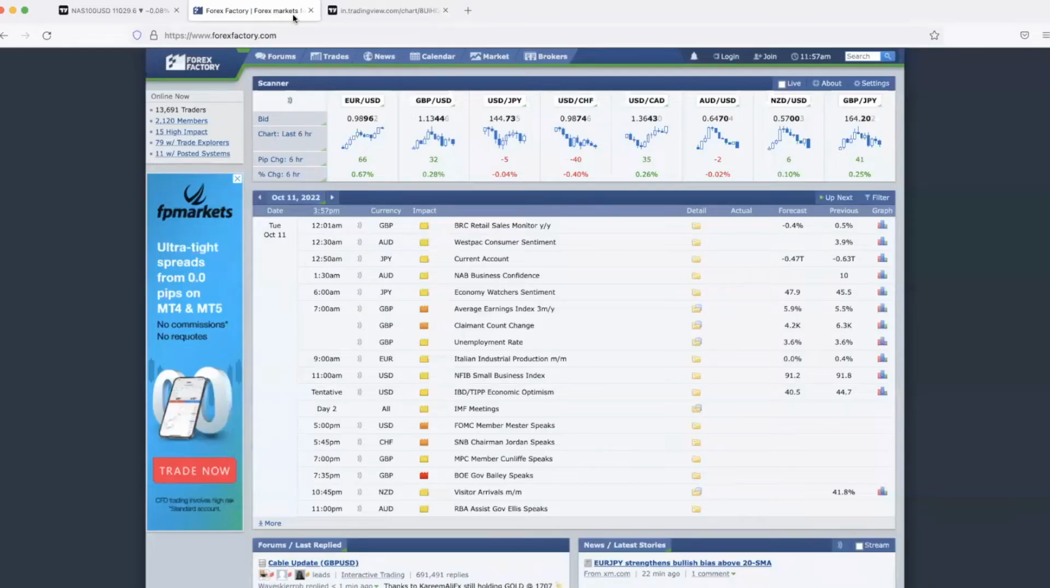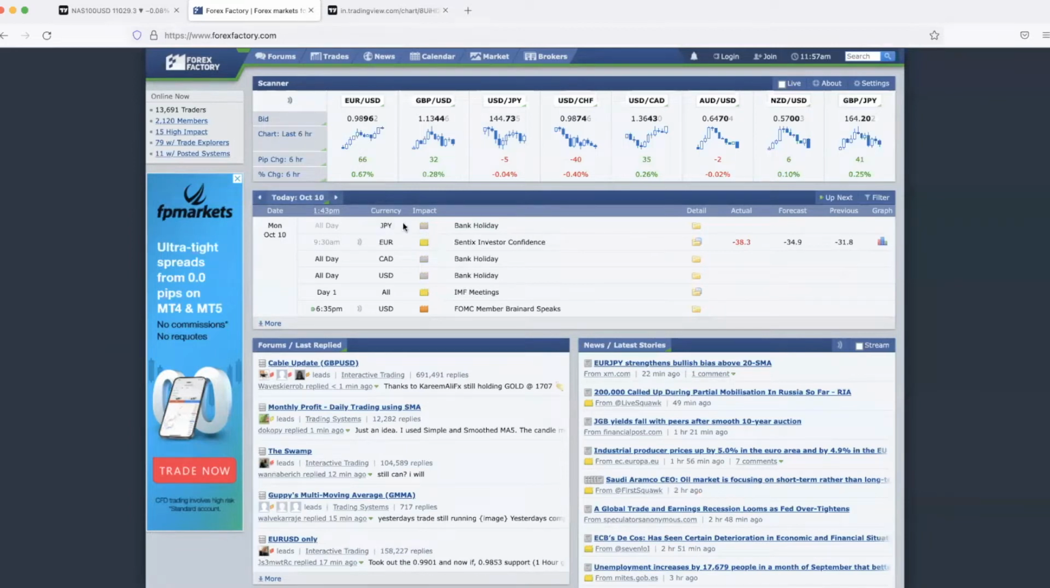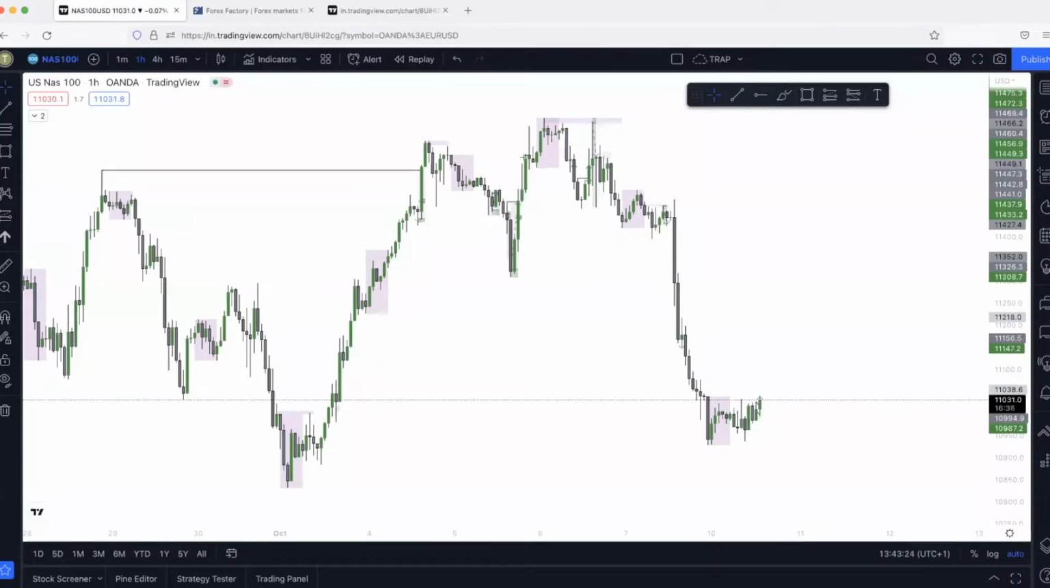This is where I find all my information, from Forex Factory, what's happening. So we know we've got a JPY bank holiday, a USD bank holiday, and a CAD bank holiday. So going into today, I was only wanting to trade in London session. For me, that's 8 a.m. to 5 p.m., and kind of using the liquidity around that to frame my trades.